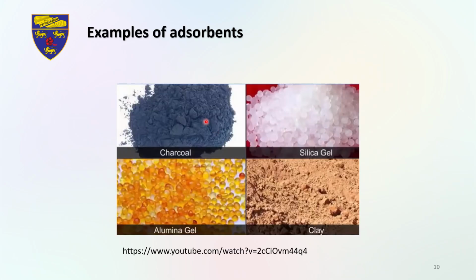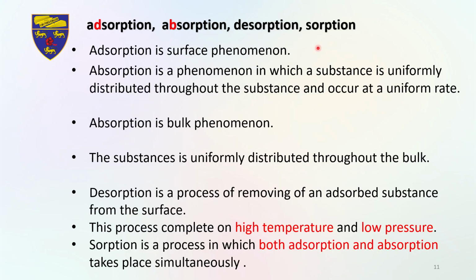In the lab and industry, we frequently use charcoal, silica gel, alumina gel, and clay as adsorbents due to their high surface affinity. In addition to the terms adsorption and absorption, there are also desorption and sorption. Sometimes both adsorption and absorption happen at once, so we call this sorption. If you want to remove the adsorbed substance from the surface, the process is called desorption. This is typically achieved at high temperature and low pressure.